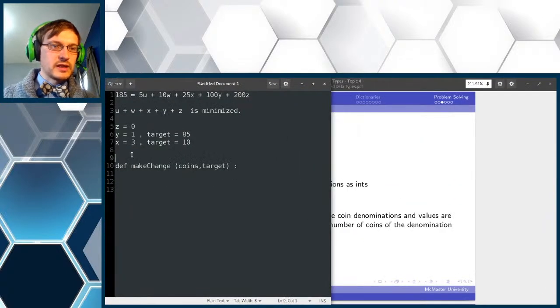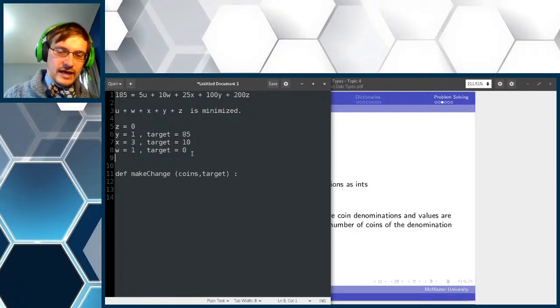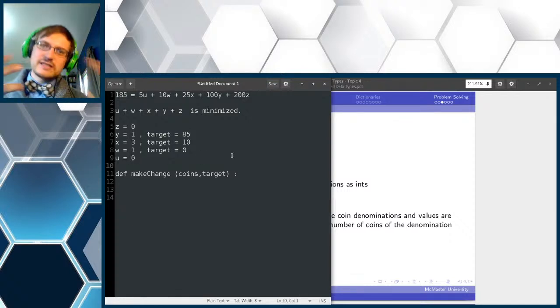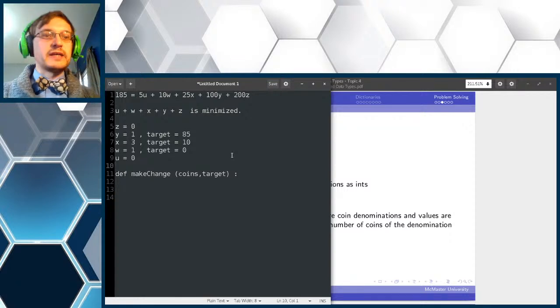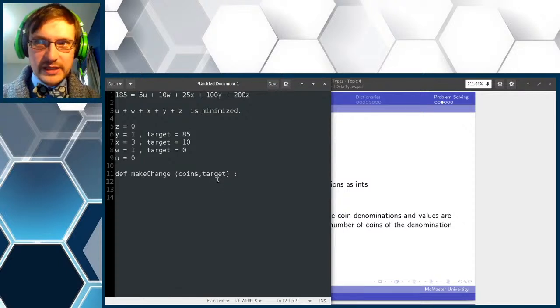W represents the number of dimes. Since the target amount is 1, with the target amount equal to the value of 1 dime, we would have 1 dime as the resulting coinage. And since there's nothing left, we would have no nickels. So that's one way of going about finding a solution to this problem. It's not a bad solution, although it does have some flaws, as we'll see.